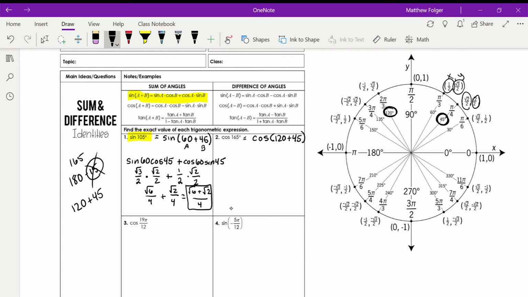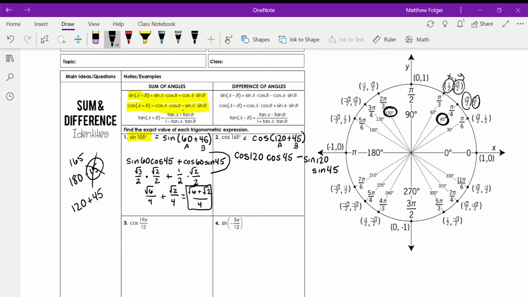At this point, it's the same process. So use the cos of a plus b, and this will be a, and that'll be b. So cos of a plus b is right there: cos a times cos b minus sine a times sine b. So let's write that down. Cos 120 times cos 45 minus sine a times sine b, so sine 120 sine 45.